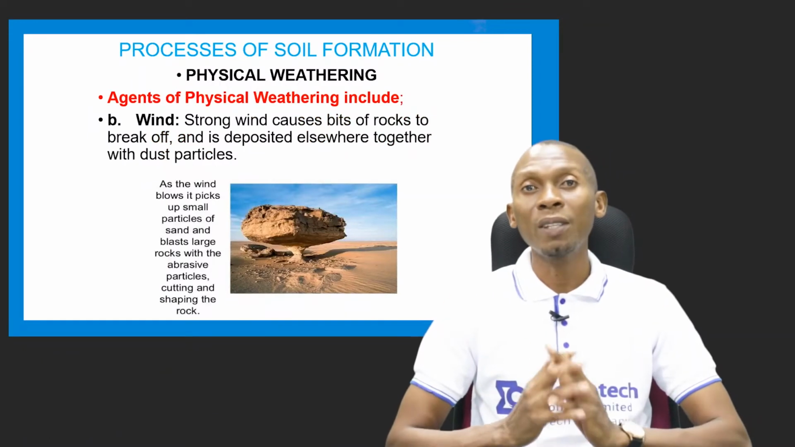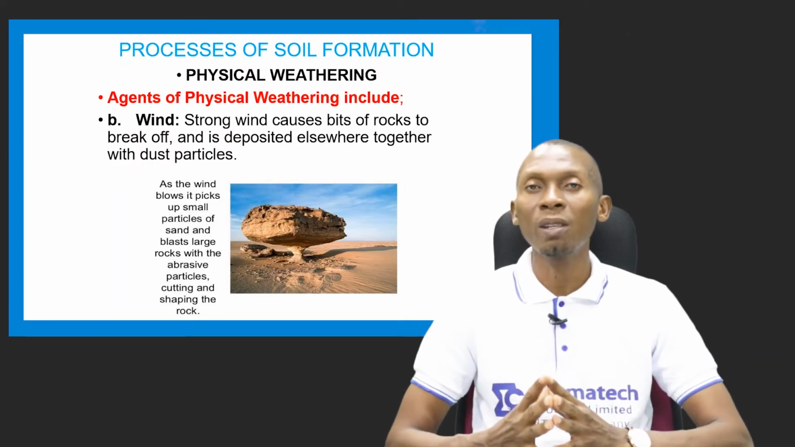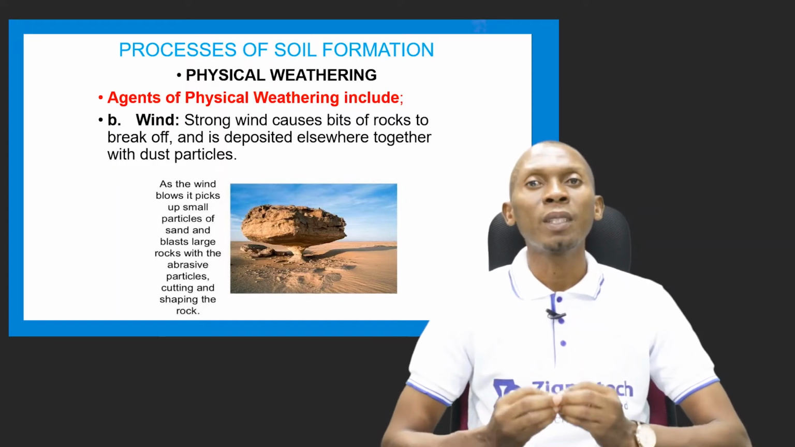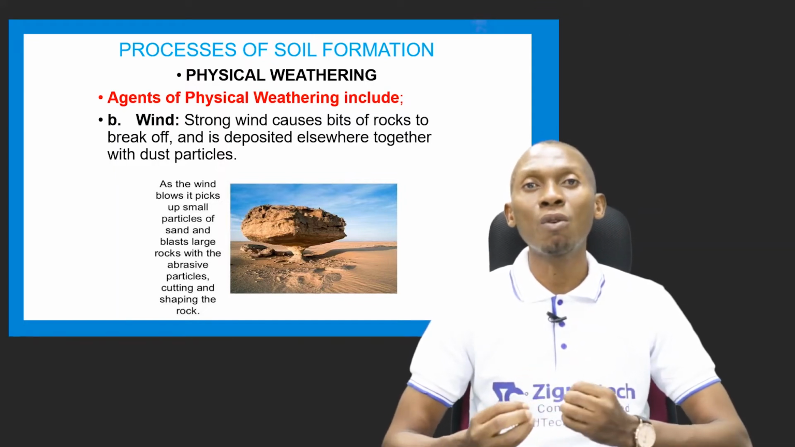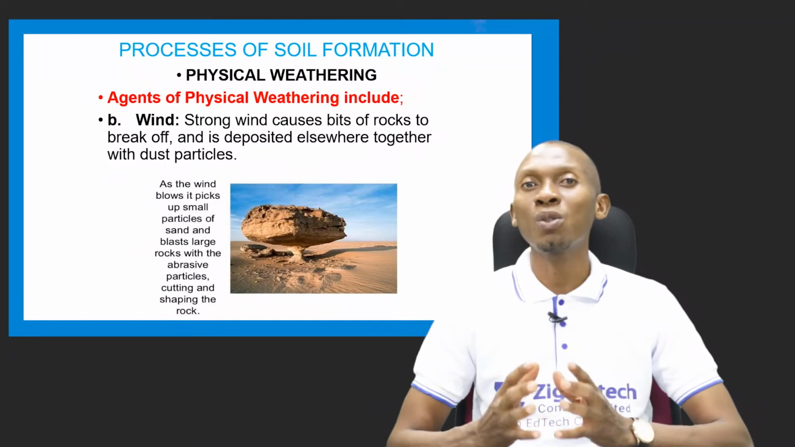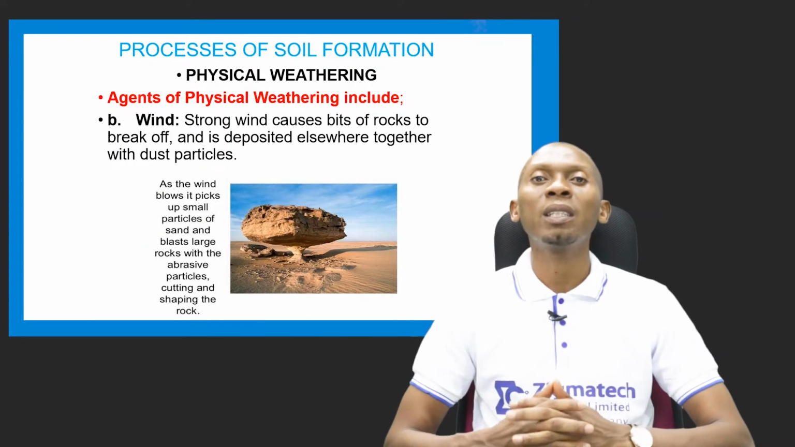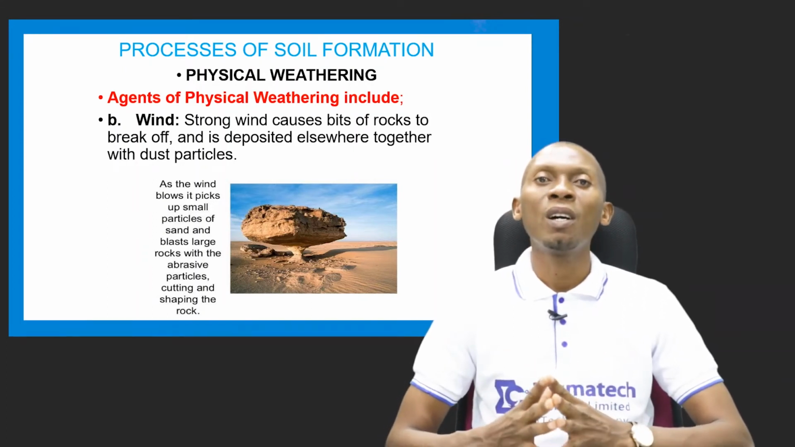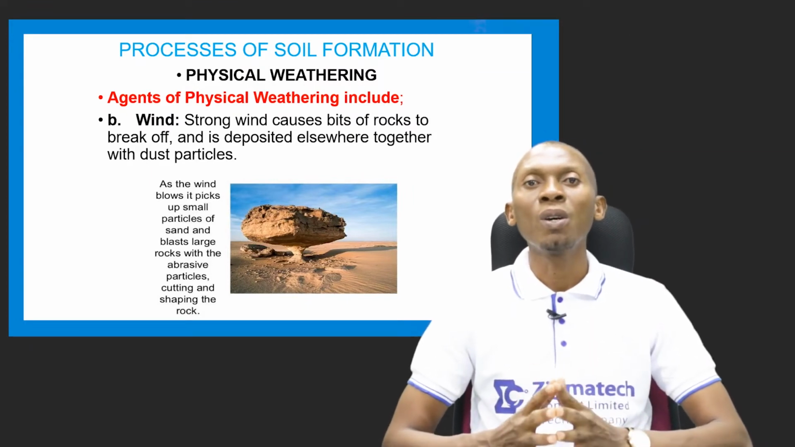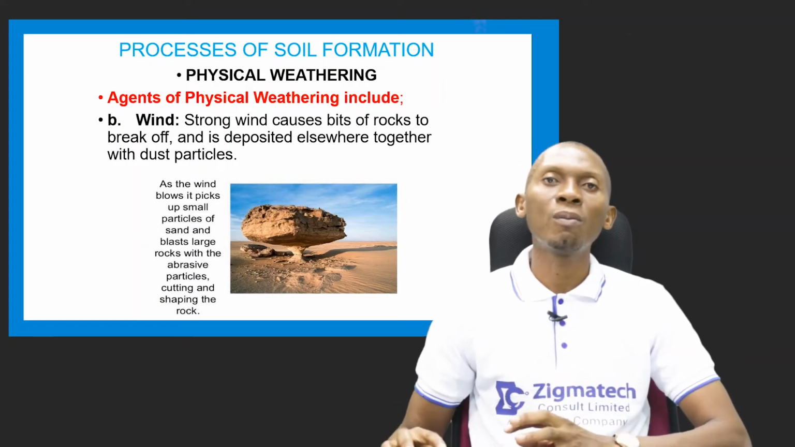So our focus here now is how the agents of physical weathering act on the rocks to cause them to break down or disintegrate. We have wind as another agent of physical weathering. Now, strong winds can cause bits of rocks to break off. And these bits are eventually deposited elsewhere together with soil particles. So as the wind blows, it picks up the soil particles of sand and keeps on blasting the larger rocks with these particles, which will eventually lead to the disintegration of the rocks to form soil.